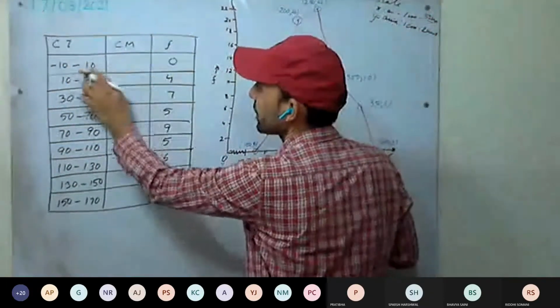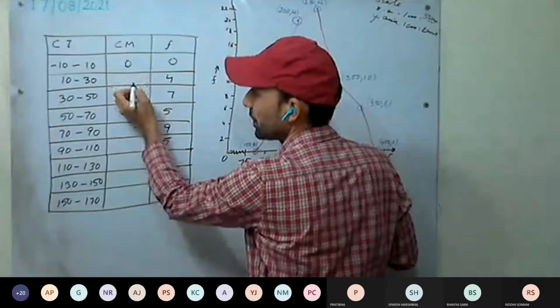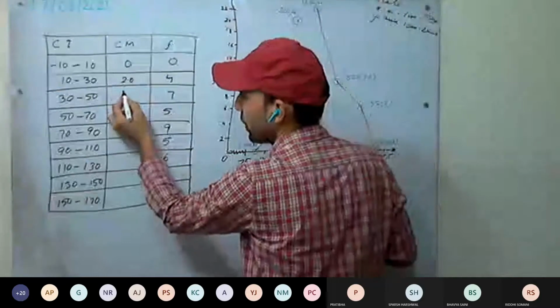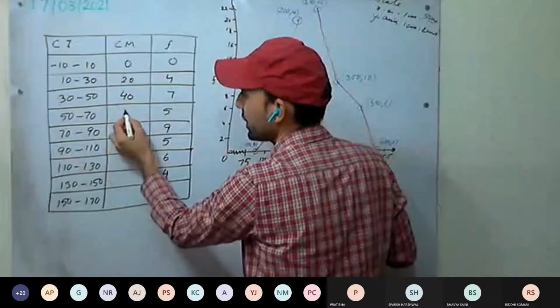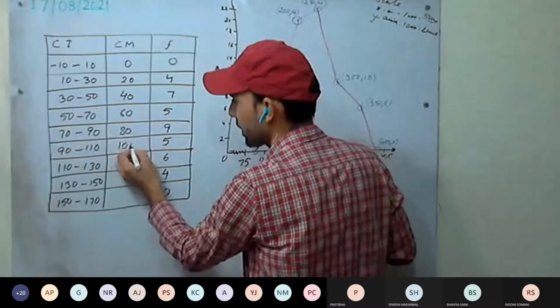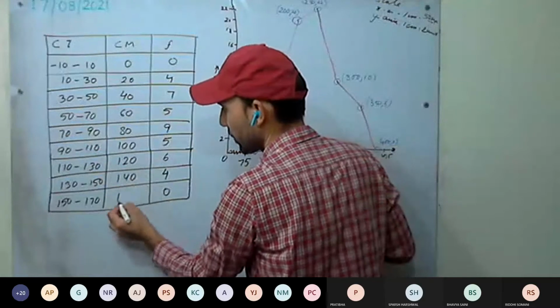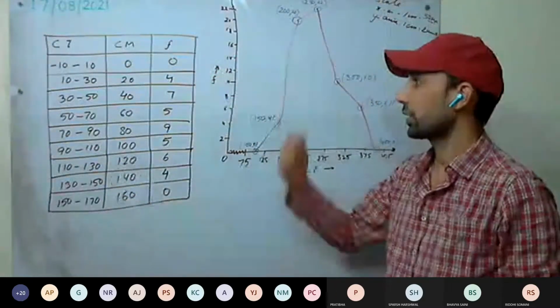What will be the class marks? 0, 20, 40. You can see the difference of class marks. 60, 80, 100, 120, 140, 160. Okay. Now you can draw.